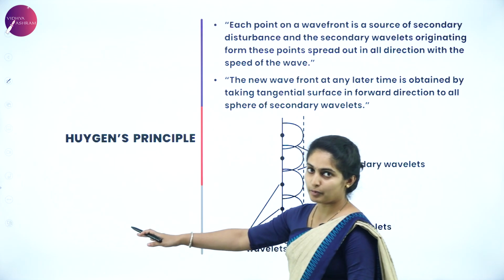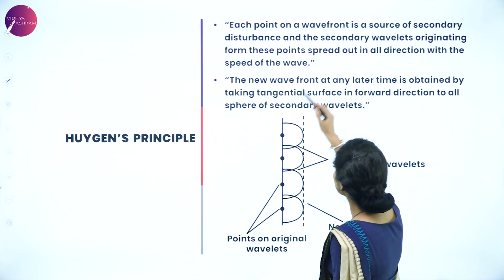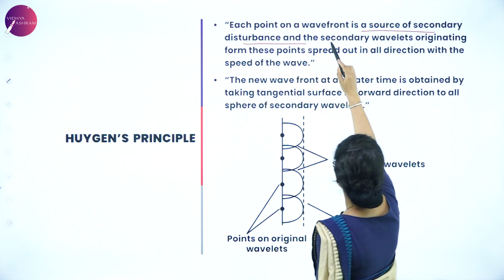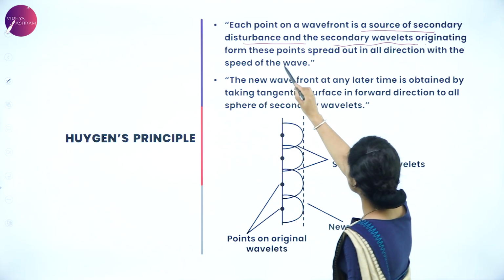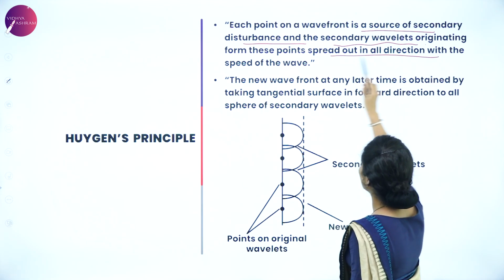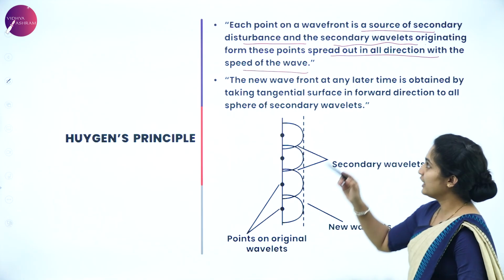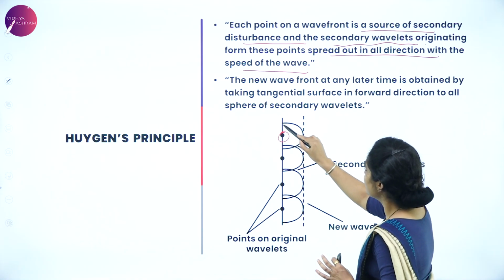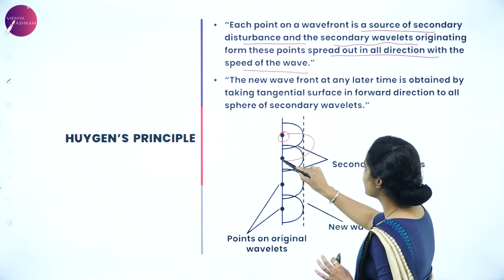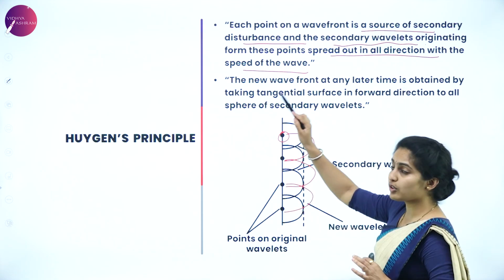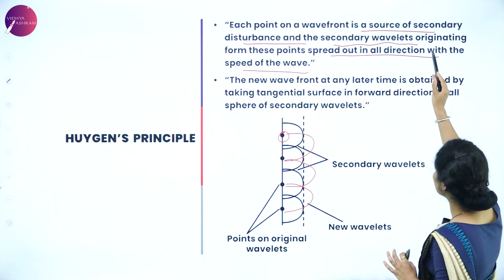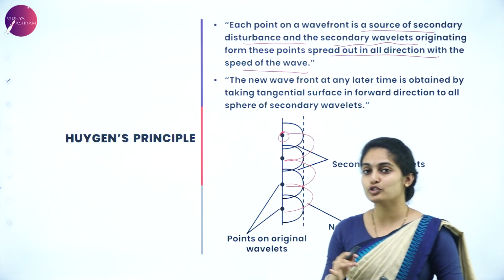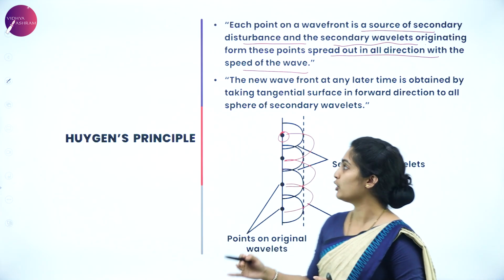First of all, we'll have to know about this Huygens principle, which tells that each point on the wavefront is a source of a secondary disturbance, and the secondary wavelets originating from these points spread out in all directions with the speed of the wave. It is very clear and very direct. Each and every point on the wavefront will act as an origin for a secondary wavelet or secondary disturbance, and each secondary disturbance which originates from these points will spread out in different directions, because of which your wave spreads. That is the principle of Huygens.